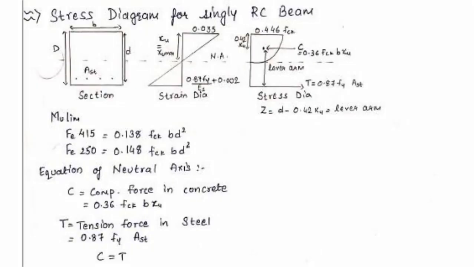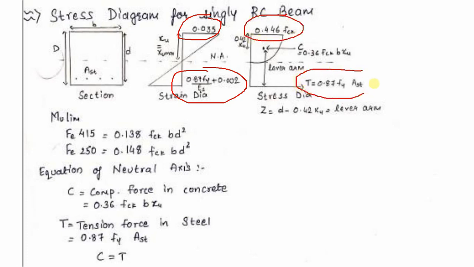Taking a brief view of the stress strain diagram that we have discussed, the main things to be noted are the values of maximum compressive strain, maximum tensile strain, then maximum compressive stress, tensile stress, that will be the tension force, compression force, and the lever arm. These equations we will be using in solving numericals.